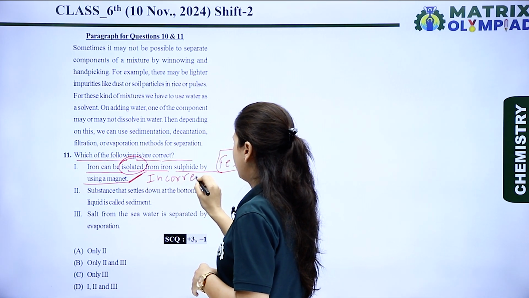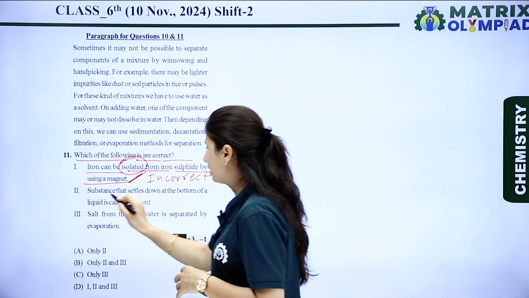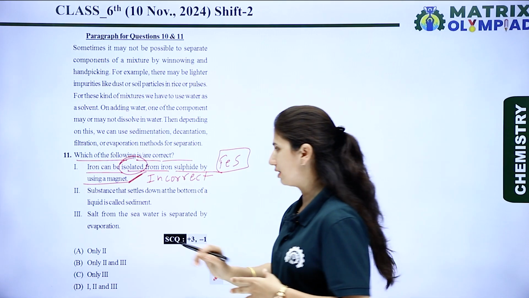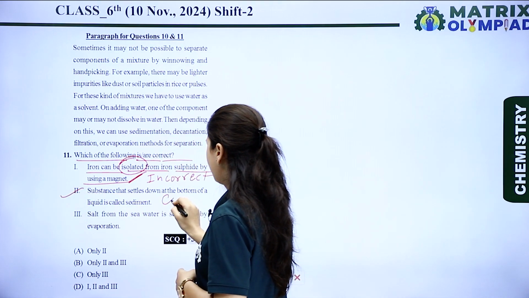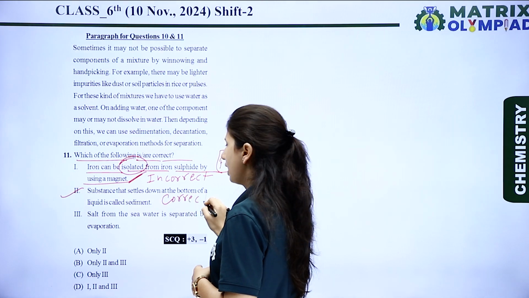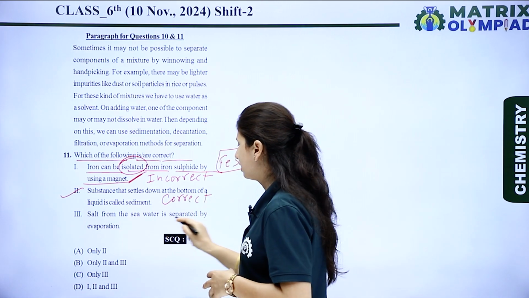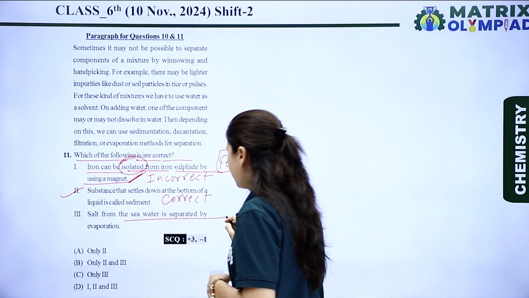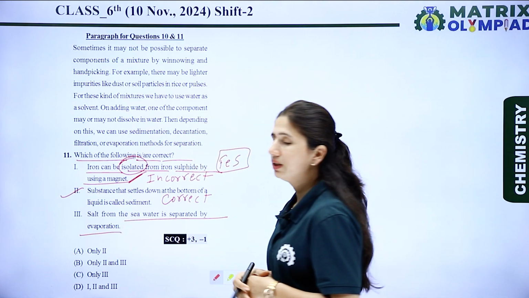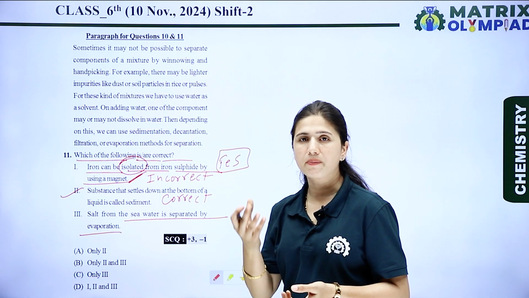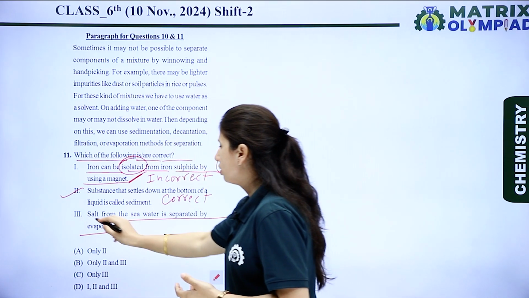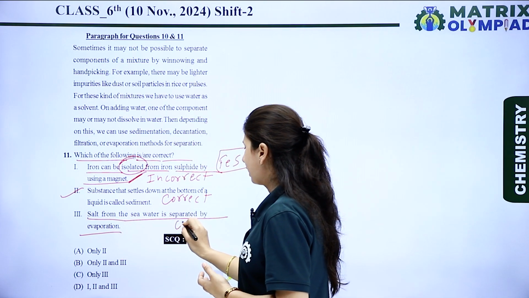Okay, now let's see the next statement. Substances that settle down at the bottom of the liquid are called sediment. Yes, it is completely a true statement. Now the next is, salt from the sea water is separated by evaporation. Yes, this is also a correct statement. When we heat that substance or raise the temperature, the water evaporates and the salt is left behind. So this is completely a correct statement.